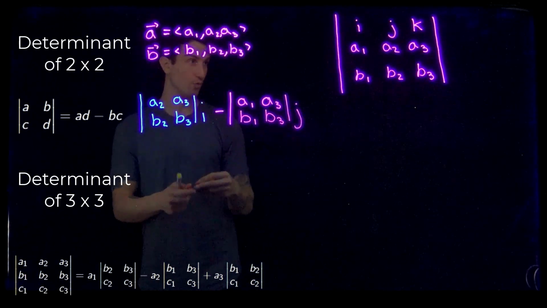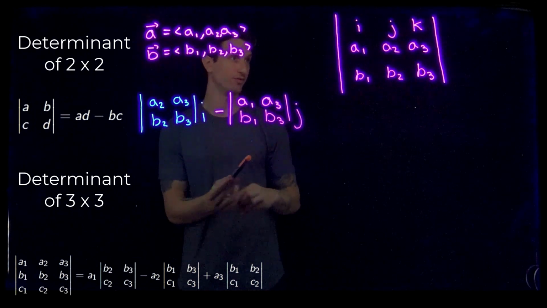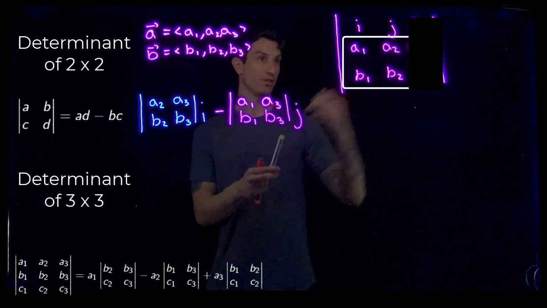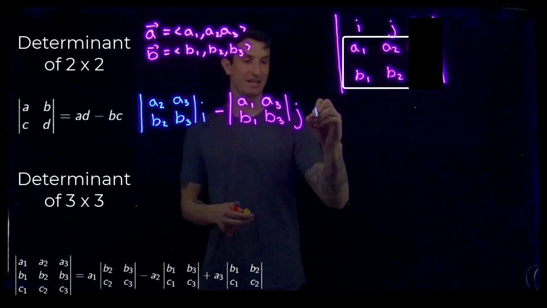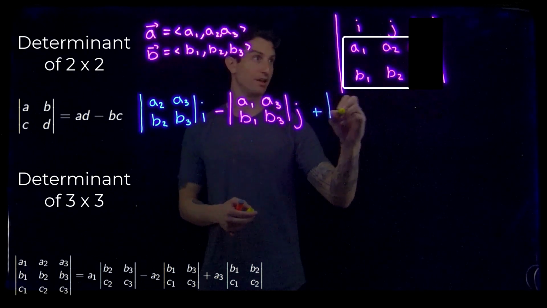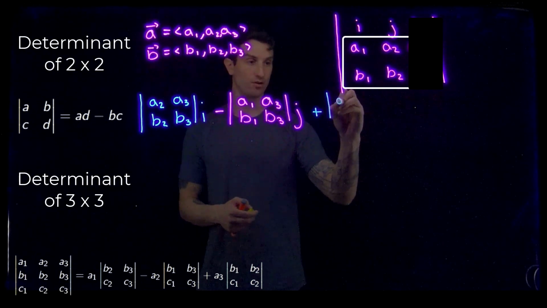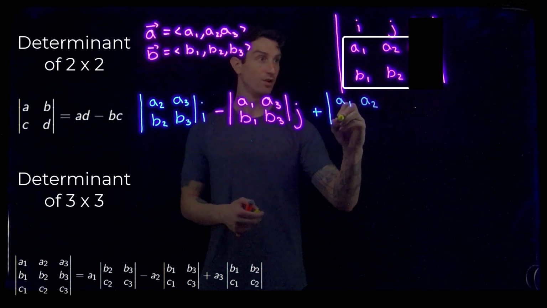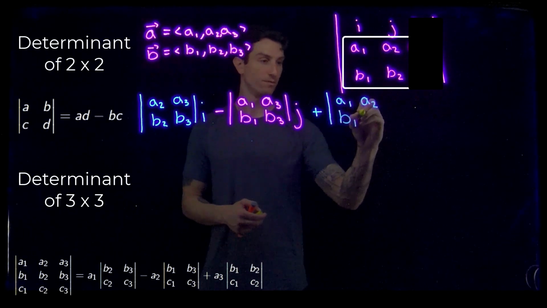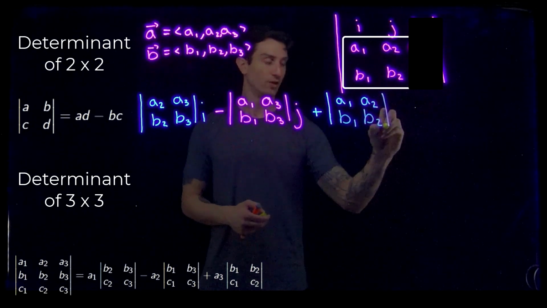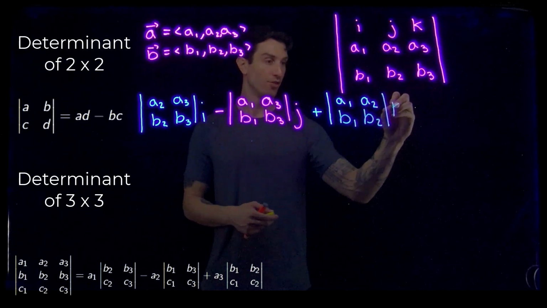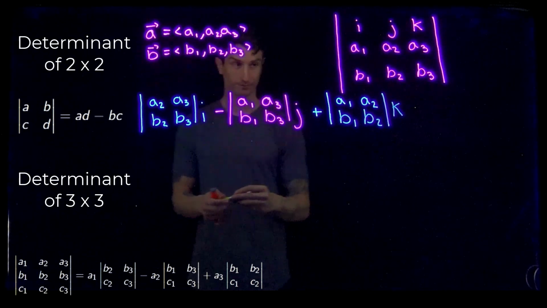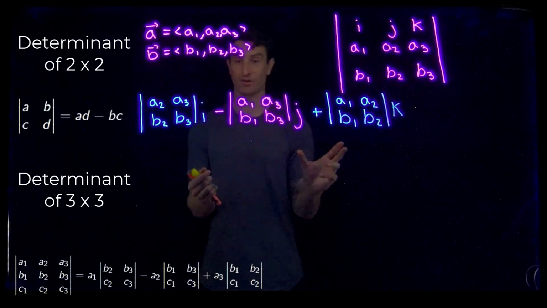And we're doing it one more time, blocking out the third column for k. So block out the third column, we'll have a plus sign here, and we're going to be left with A1, A2, B1, B2. Okay, so now we have applied the 3x3 formula. That's our first step.